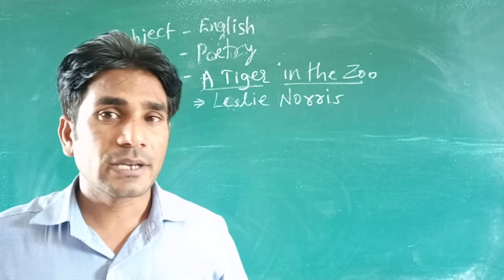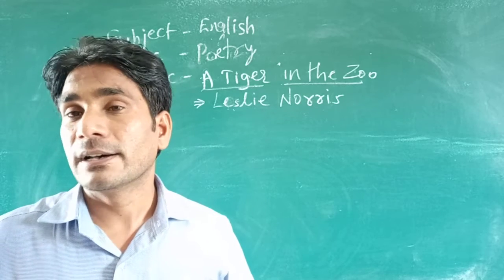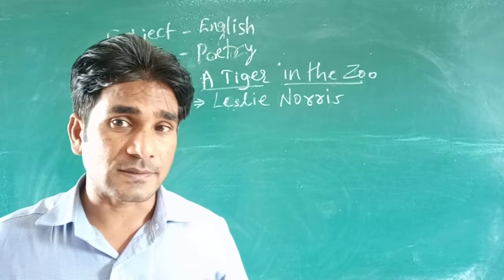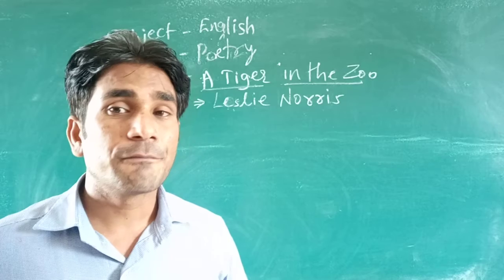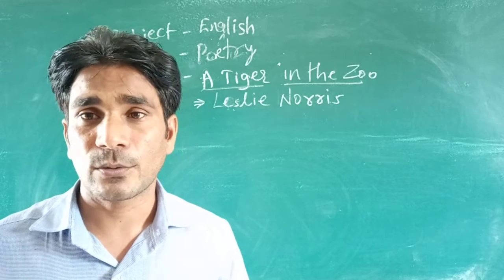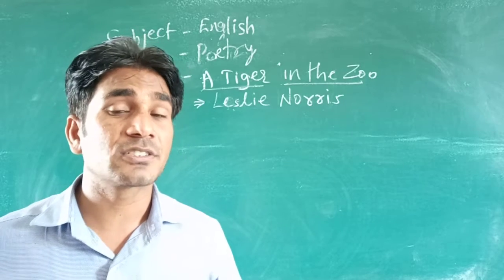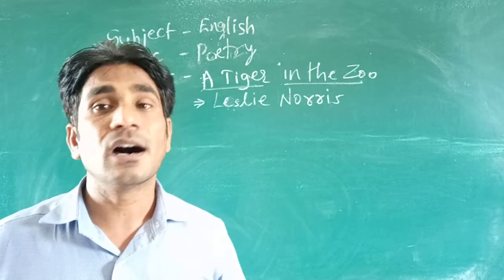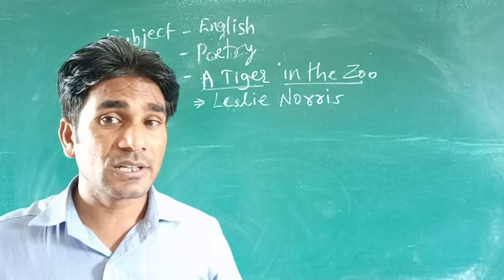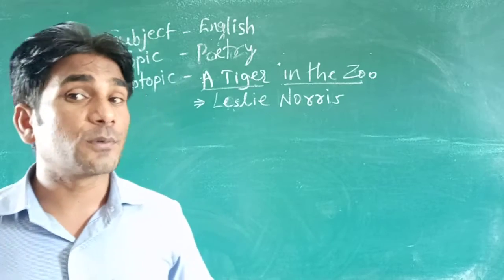So look at what the poet says here. In our previous classes we have seen the first three stanzas. The first stanza is about the tiger in the zoo, then the second and third stanzas are about the tiger in the jungle. And now stanza 4.